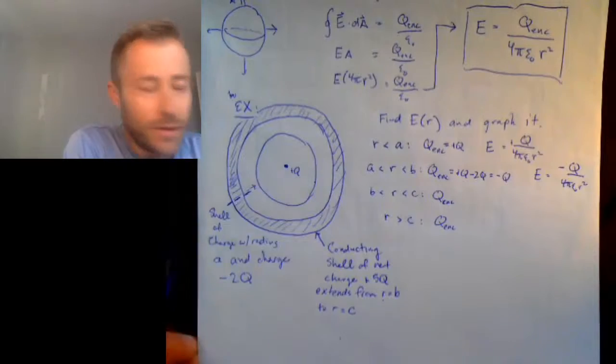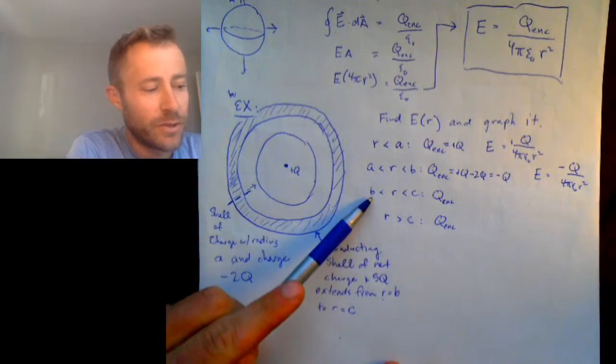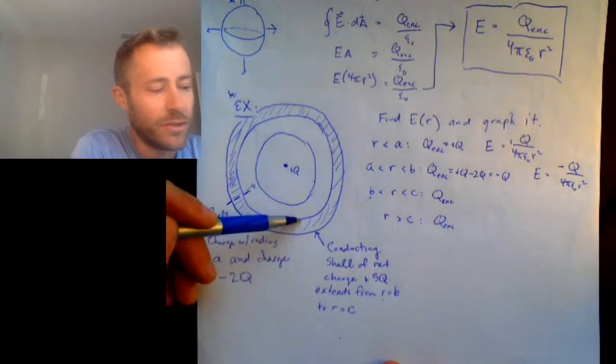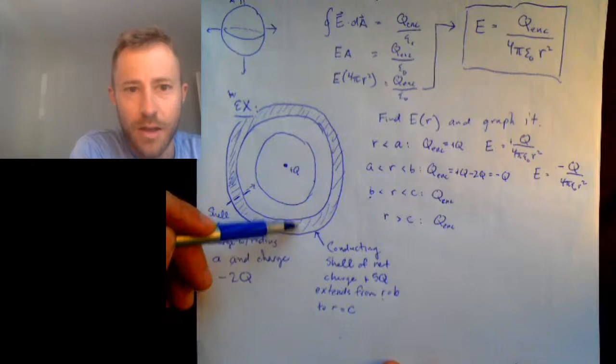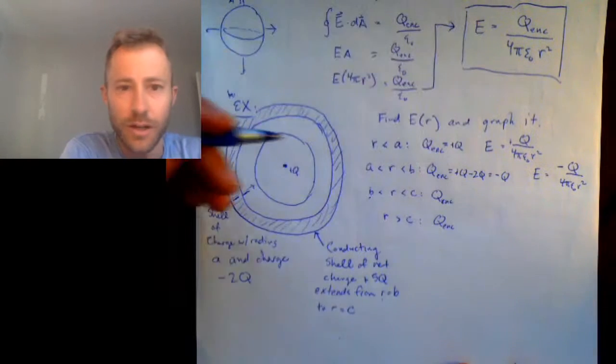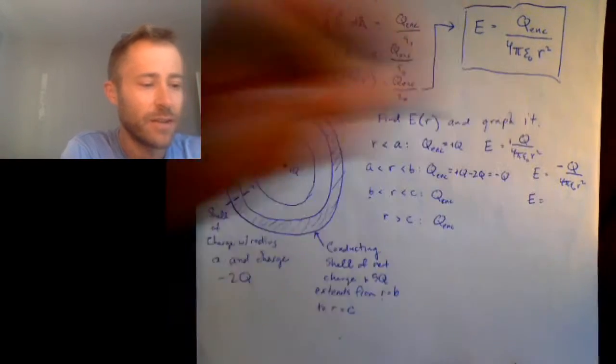Now this one, the third region, is really easy. If your Gaussian surface is between radius B and C, that means that your Gaussian surface is inside the conductor. Okay? So without doing any calculation, who can tell me what is the electric field inside the conductor?